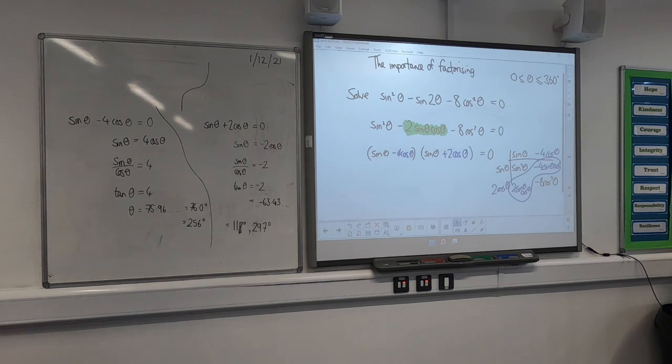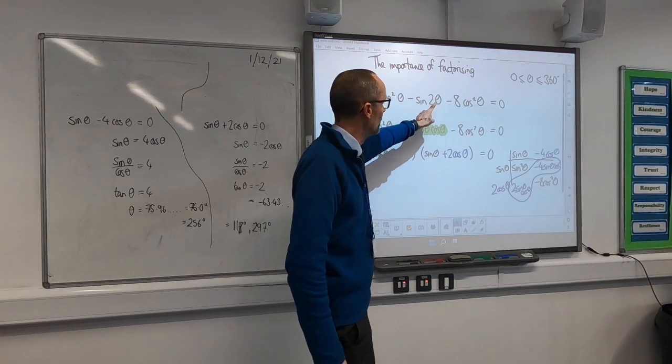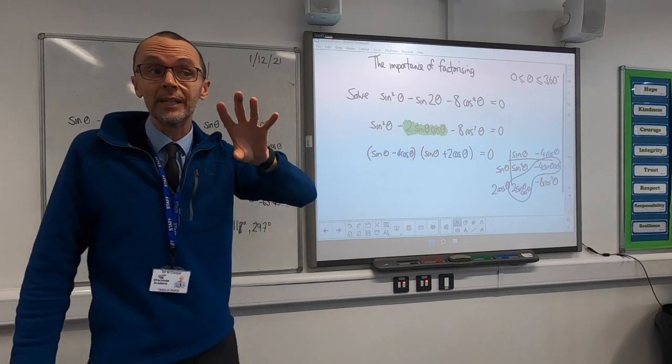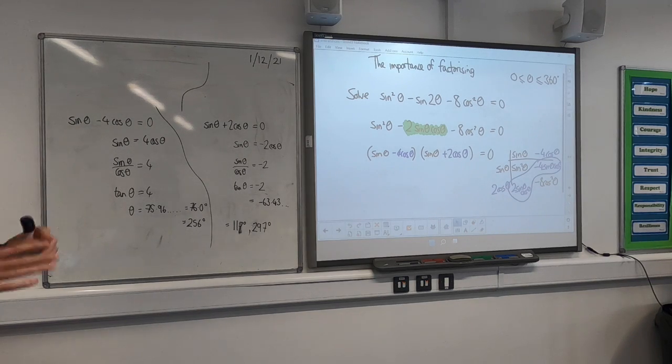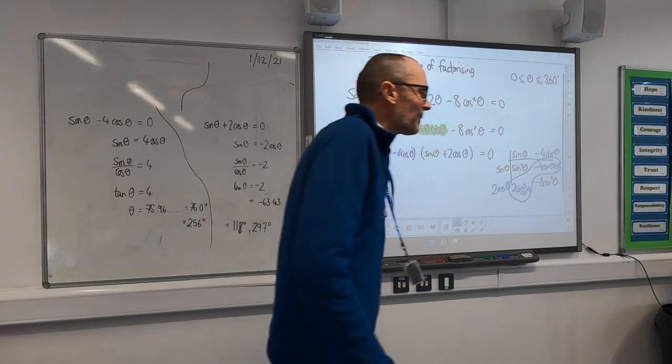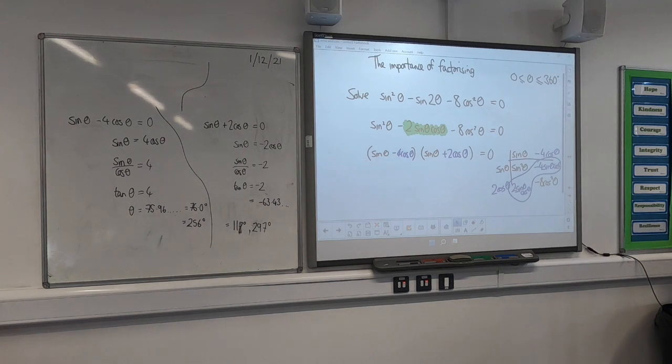So here we had another sine 2 theta problem that led to factorising. And we've seen that quite consistently, haven't we? Sine 2 theta problems leading to factorising. Now, I don't know if this rings a bell at all, because we have actually come across a problem a bit like this before.